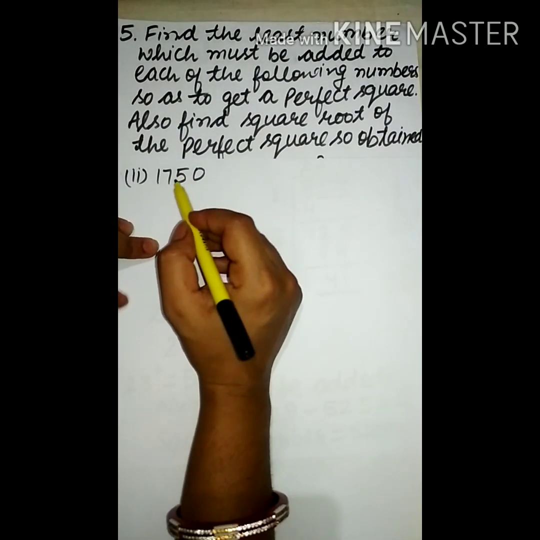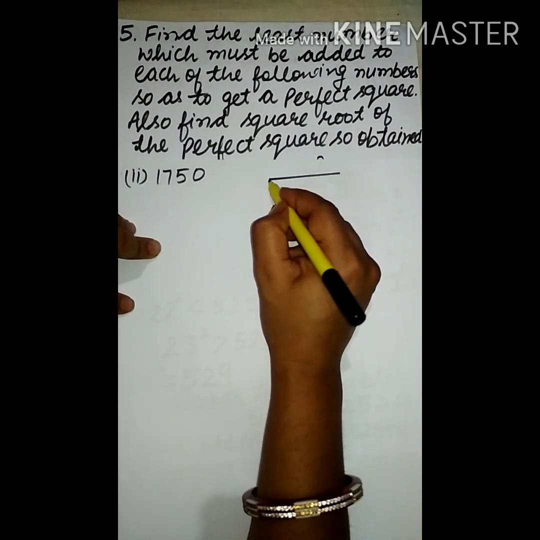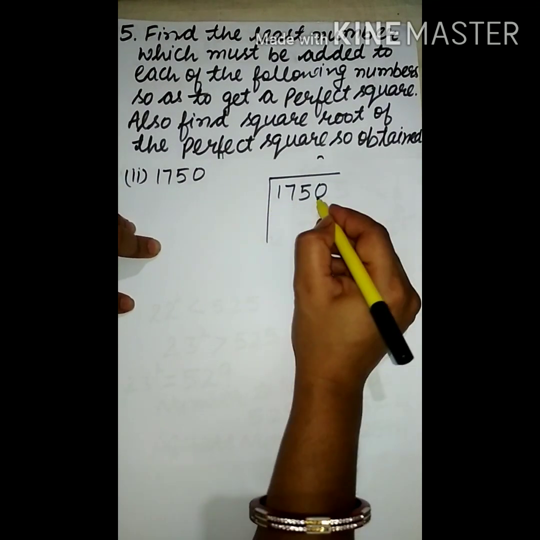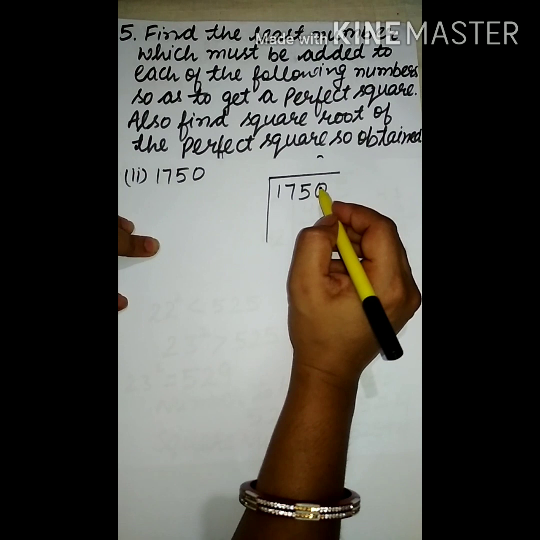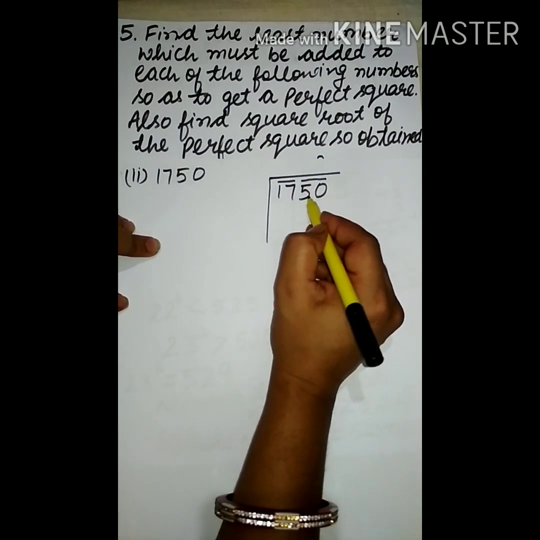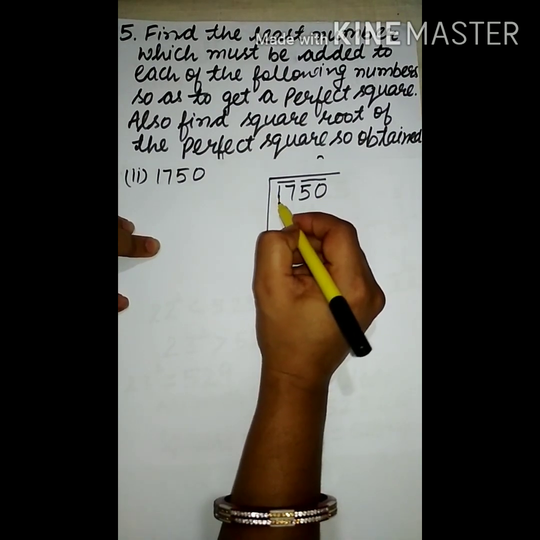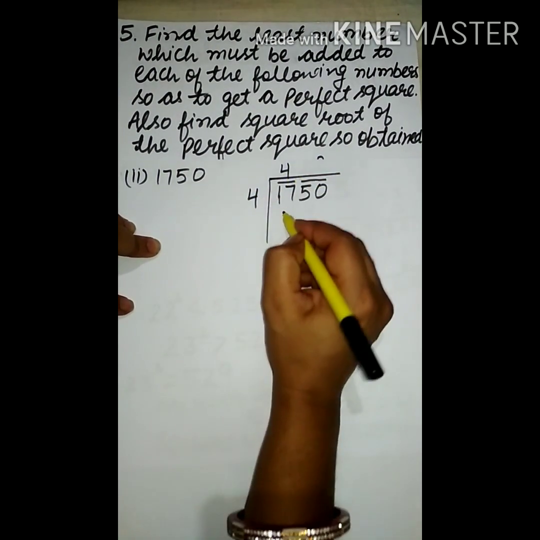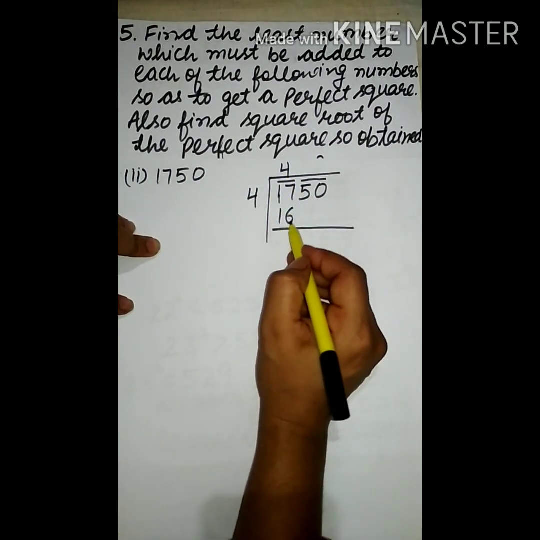Next part is 1750. Students, again we are to find out the smallest number which must be added to 1750 to make it a perfect square. Now again do the same steps. Firstly, I'll make the pairs, starting from the right digit. This is the first pair, 17. Nearest to 17, 16 is the square number, which is the square of 4. So 4 for the 16.